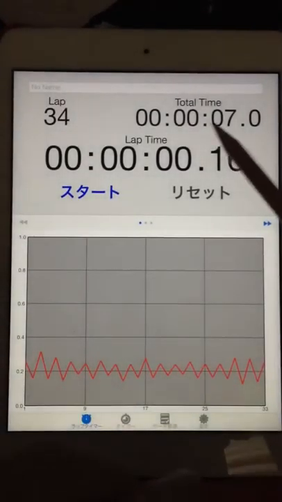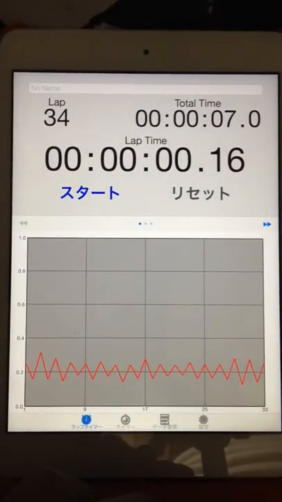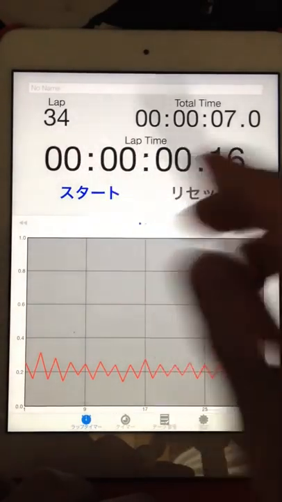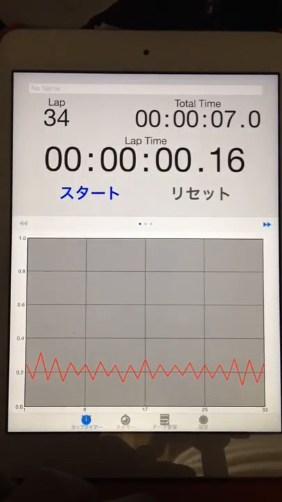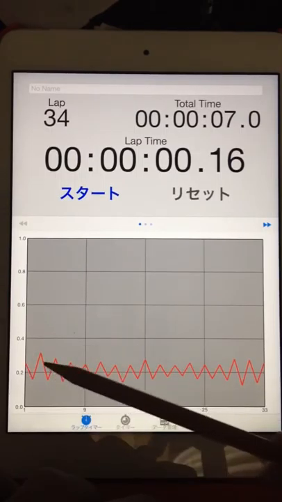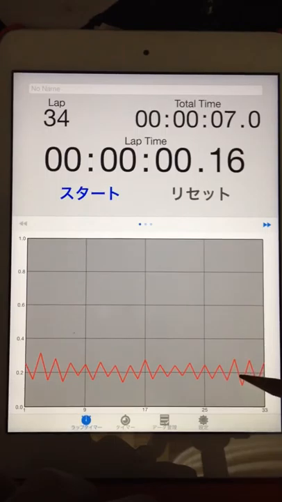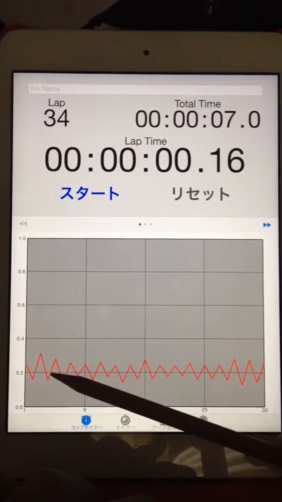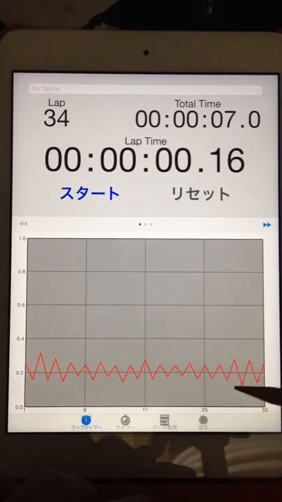1, 2, 3, 4. Today, 7.0 seconds divided by 3, 4 laps. Multiply 2 equal 4, 1. 1 beat is 0.41 seconds for front and back. Today the tempo is fairly faster than usual.